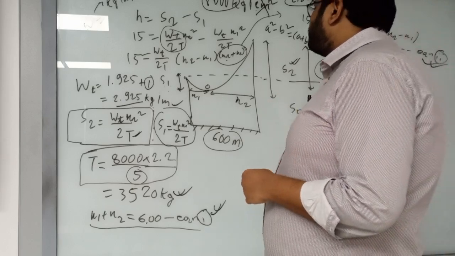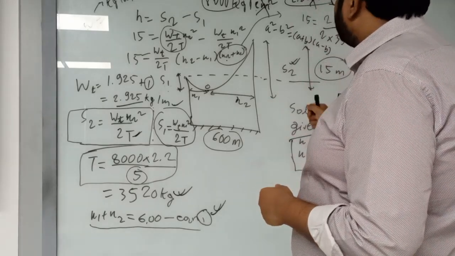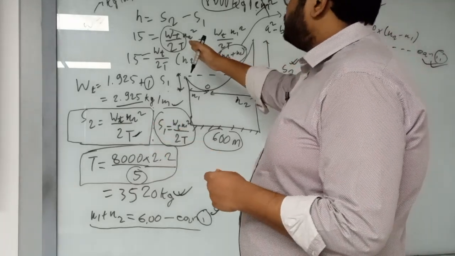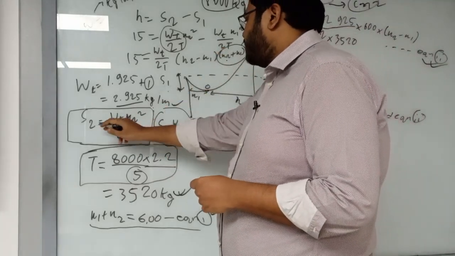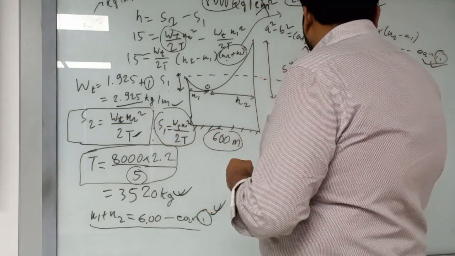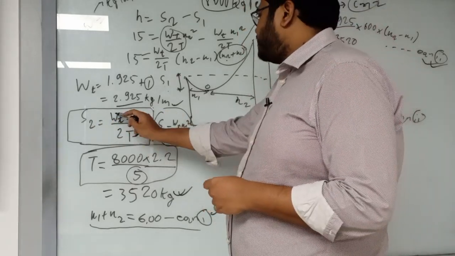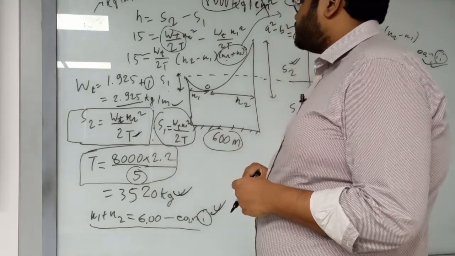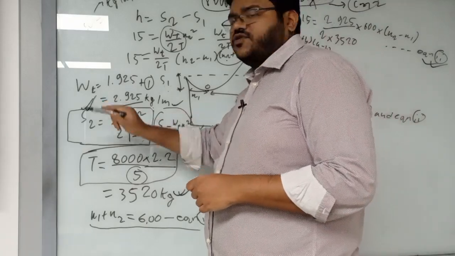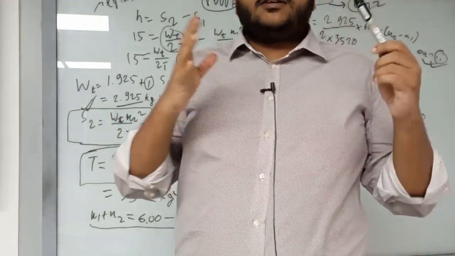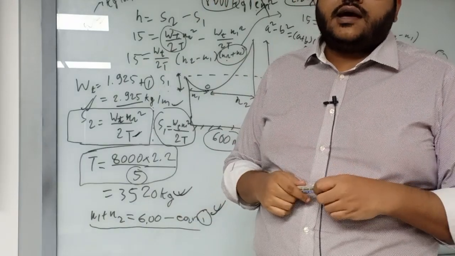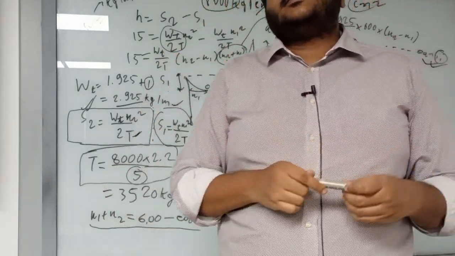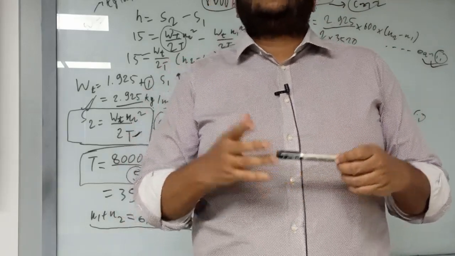And now, what is our question? Our question was to find S2. It is pretty simple, you just know the equation of S2. You put the value of 330 meters here, Wt is 2.925, 2 into tension, and tension is also given, and you get your answer. So this is about unequal sag calculation. In the next class, we will see a few more examples regarding sag. This is all for today, thank you.